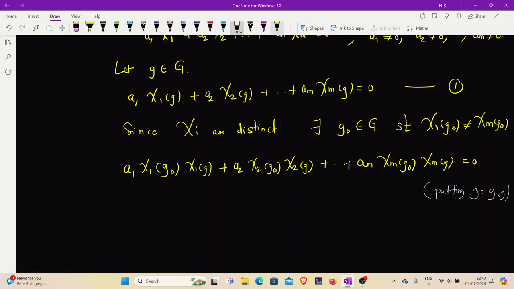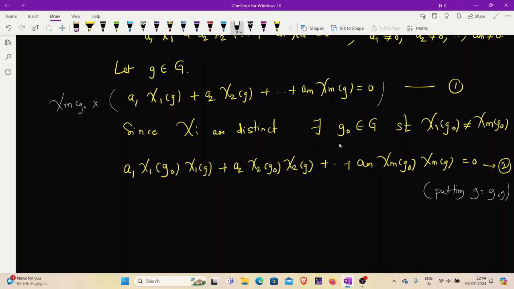Now further, what can we do? Let me call this equation 2. We can multiply equation 1 by chi m of g naught, and we can subtract it from 2. That is only to cancel the last term, because here the last term is am chi m of g naught chi m of g, and here we have am chi m of g, so we will multiply the whole expression by chi m of g naught and subtract it from this equation.